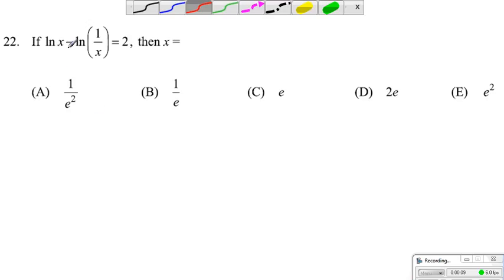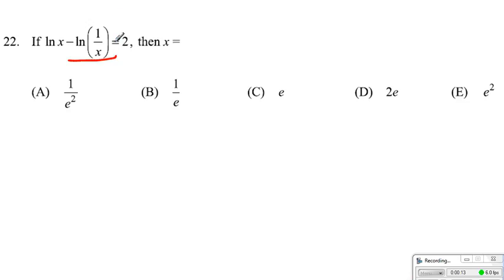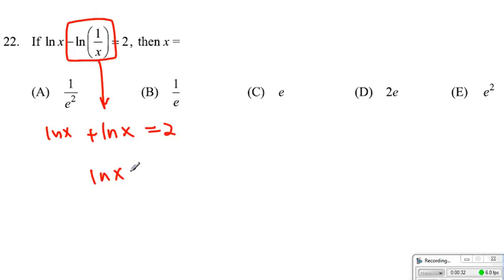So ln of x minus ln of 1 over x. Now you see that when we have negative, this is basically equal to positive ln of x. So in fact what we end up getting is this: ln of x plus ln of x equals 2. Now that means we end up having ln of x must be equal to 1. Then what is the value of x? x has to be equal to e.